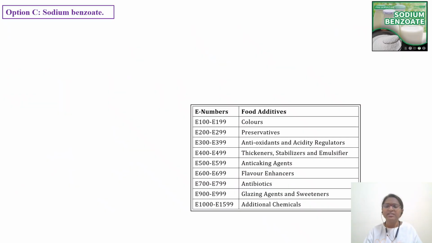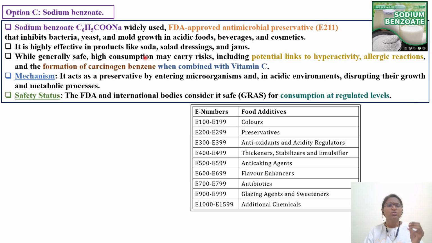Okay, then we will see option C. Option C was about sodium benzoate. What is sodium benzoate? It is a preservative. This is the molecular formula. It is an FDA approved antimicrobial preservative. It is used to inhibit bacteria, yeast, and mold growth in acidic foods, beverages, as well as in cosmetics. You will see it in bread, jam, and soda. Sodium benzoate is highly effective in products like soda, salad dressings, jams, etc.